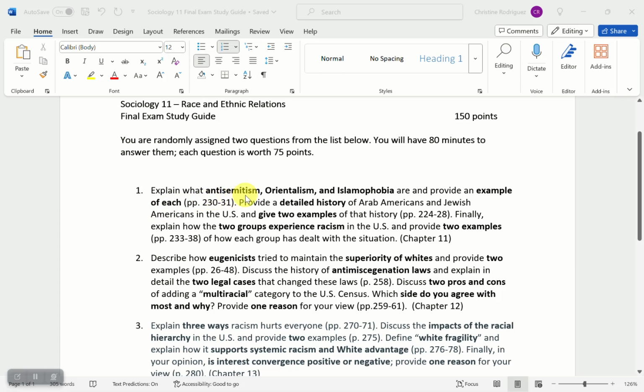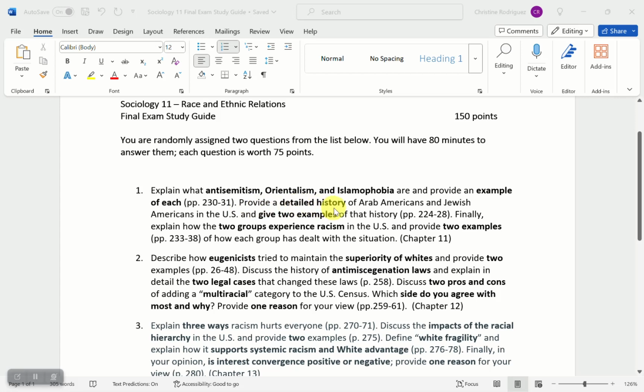Explain what anti-Semitism, Orientalism, and Islamophobia are, and provide an example of each. As in the past, I have given you page numbers so that you can easily refer to these and begin your review.